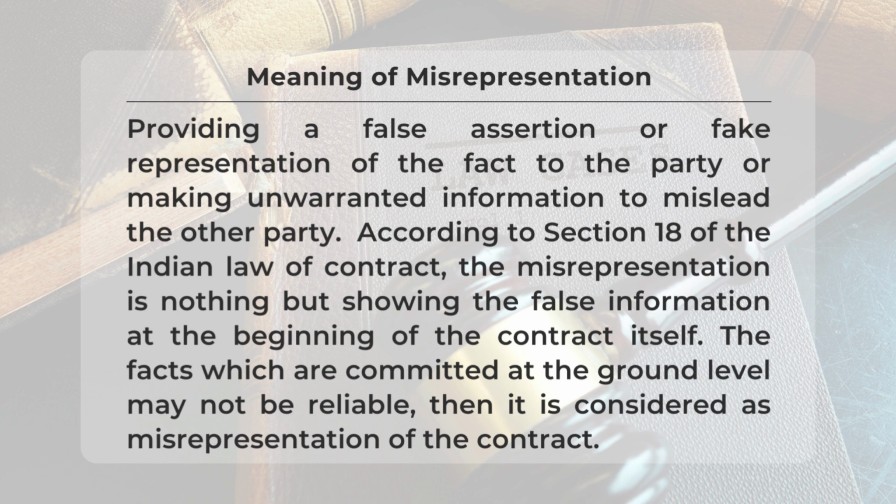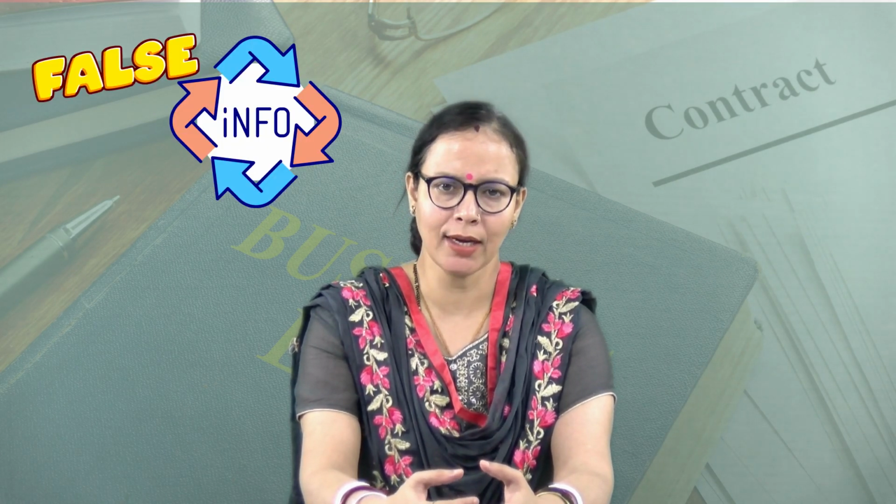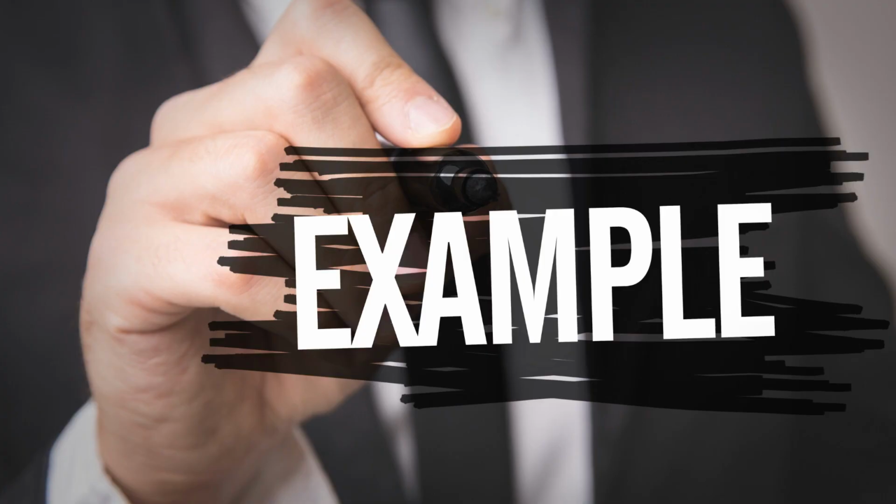The facts which are committed at the ground level may not be reliable, and then it is considered as misrepresentation. So very importantly, we have to know that misrepresentation is when somebody is providing false information to make a contract. So you could have one example so that you are able to understand what misrepresentation is.